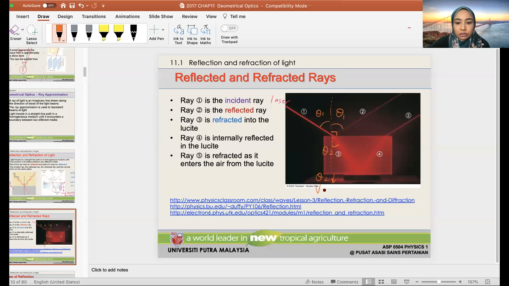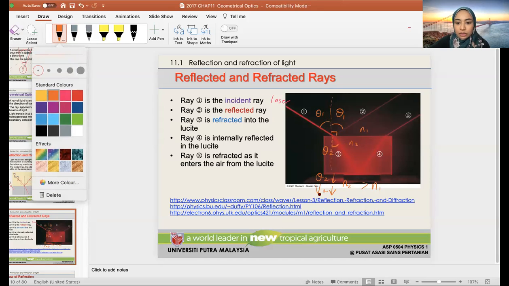Maksudnya V should also be smaller. V is smaller. When V is smaller, N should be bigger. So N2, this is N1. So N2 should be greater than N1. Okay, N2 should be greater than N1. Because why? Because theta 2 goes down. Kita tengok sini, dia punya angle berkurang. Maksudnya speed dia pun berkurang.